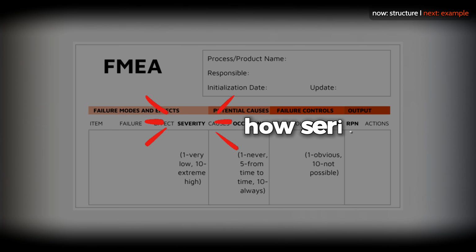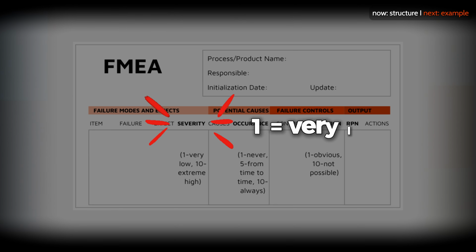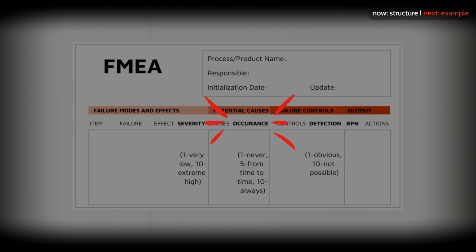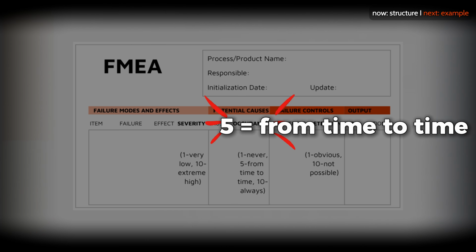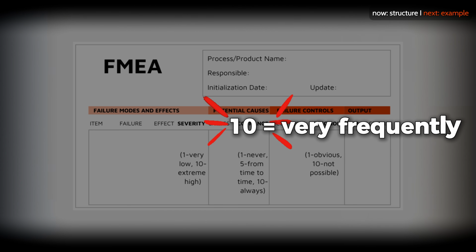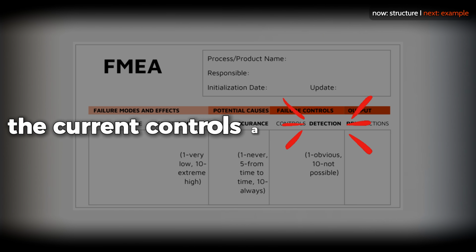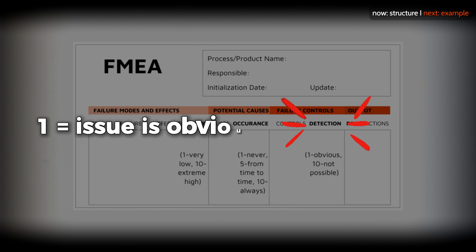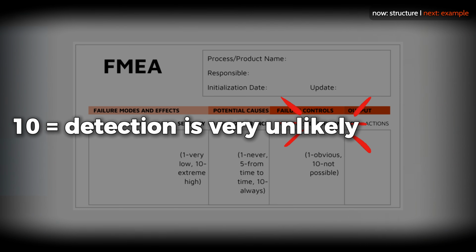Severity measures how serious the impact would be if the failure happens. It is rated from 1 for very low impact to 10 for extremely high impact. Occurrence measures how often the failure is likely to happen. 1 means it almost never occurs, 5 means it happens from time to time, and 10 means it happens very frequently. Detection measures how likely the current controls are to detect the failure before it reaches the customer. 1 means the issue is obvious and easy to detect, while 10 means detection is very unlikely.